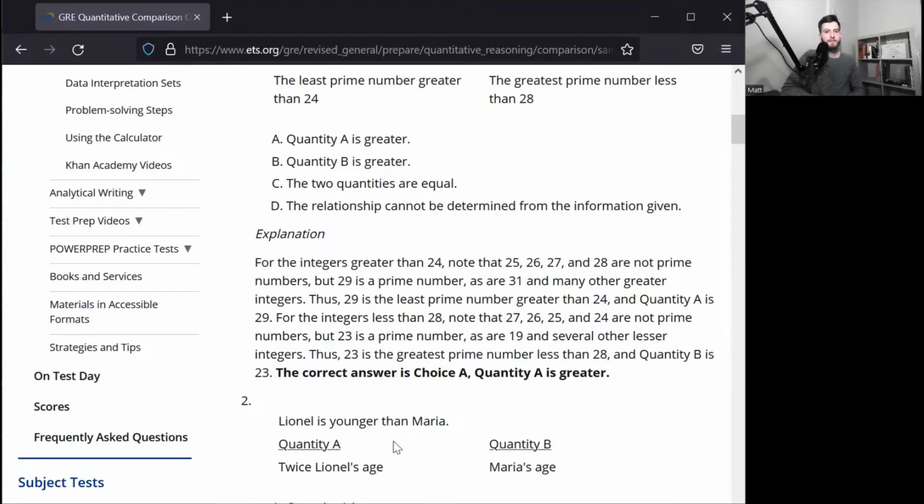And anytime you should pick numbers, I would suggest picking the absolute easiest numbers first. So what are the easiest ages that Lionel and Maria can be? If Lionel has to be younger than Maria, then maybe I'll say Lionel is 1 and Maria is 2. Those are the easiest. Quantity A is twice Lionel's age. What would that be? 2, obviously. Maria is 2. So in that case, we would have C as our answer, C meaning the two quantities are equal. Could you think of another pair of ages where Lionel is still younger than Maria, such that we have a different answer, aside from C?